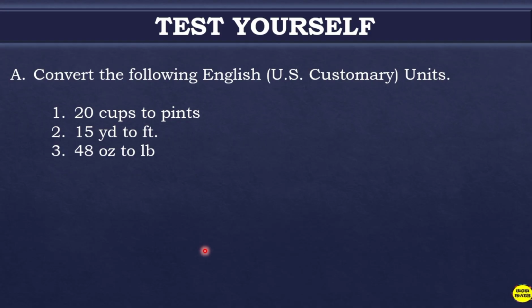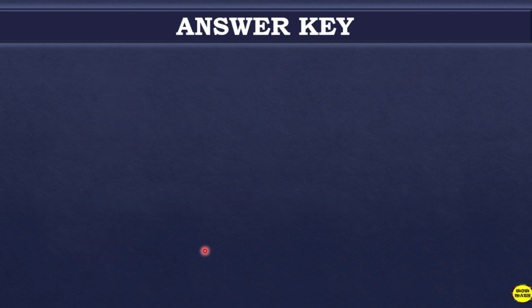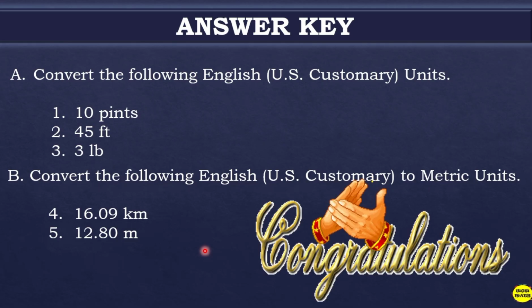Okay, test yourself. Convert the following from English to metric units. Okay, you may pause the video kung kulang po ang time para hindi kaagad makita ang sagot. Okay, you may check your own work. So, here's the answer. If you got 5, you may share your scores sa ating comment section. And congratulations!